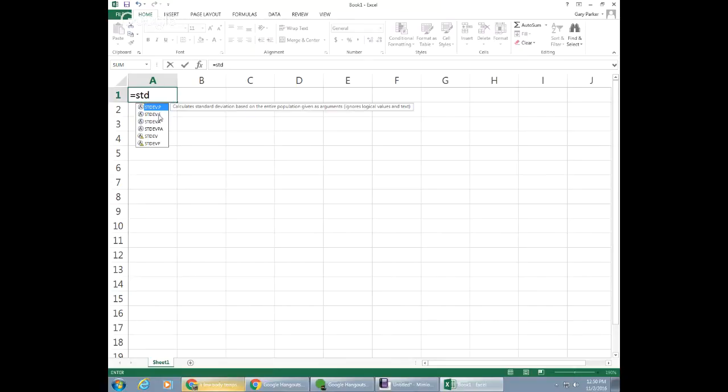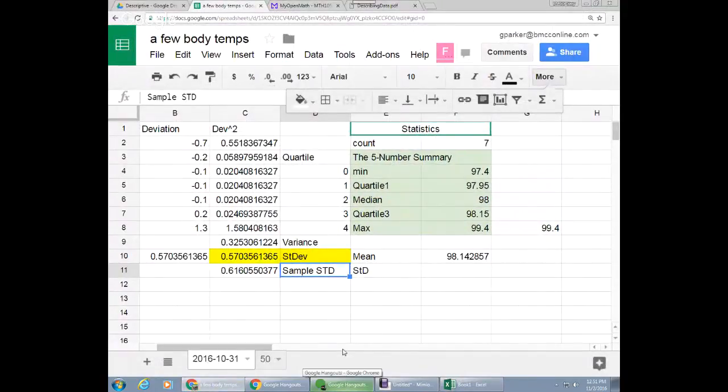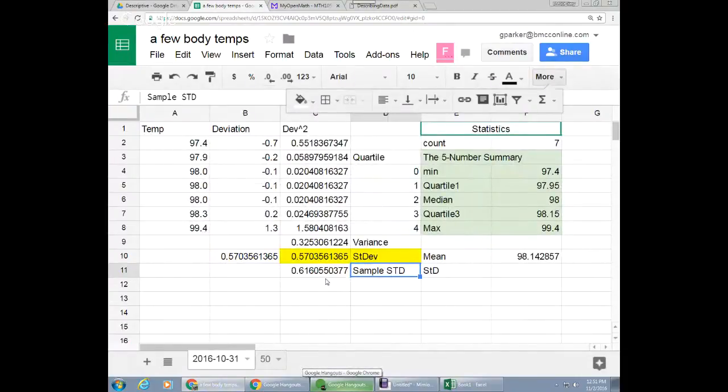STDEV.S is the same thing as STDEVA. The only difference between them really is whether they ignore text or treat text as 0. So you just have to think about that depending on the data you highlight. Usually in Excel, STDEV.S or STDEVA are the two you would want. And I can't blow that up anymore, sorry. Excel won't let me.